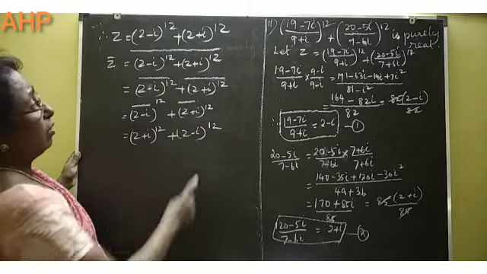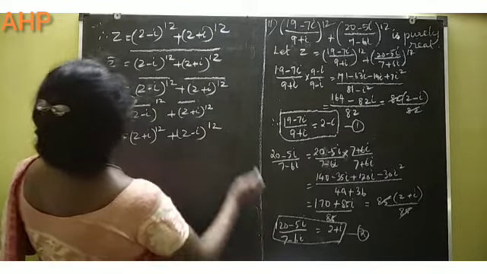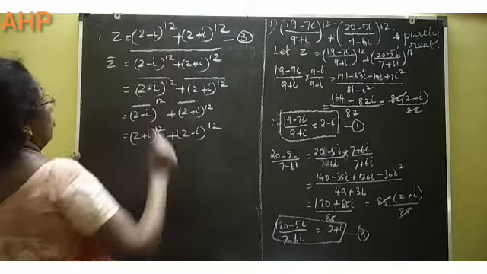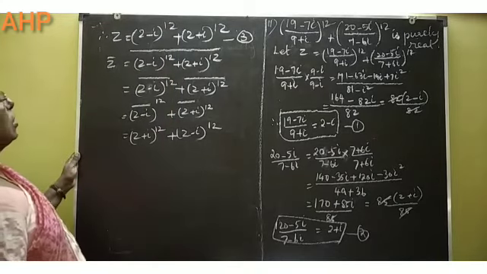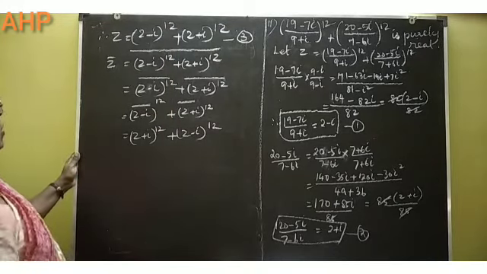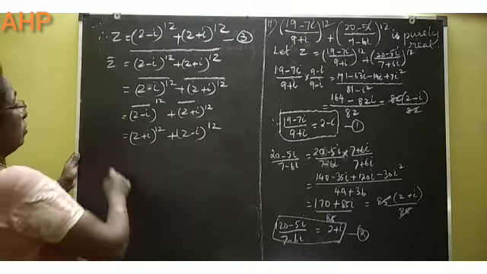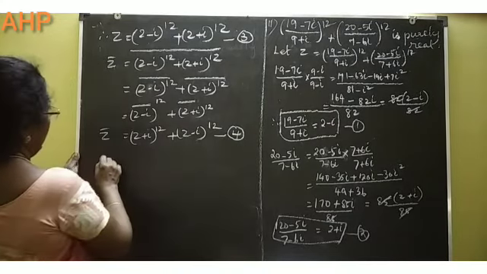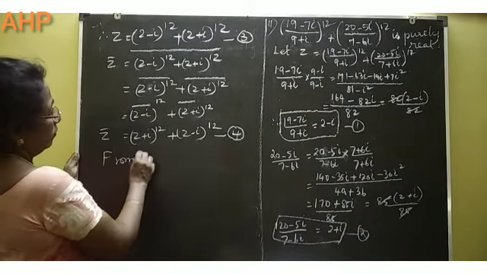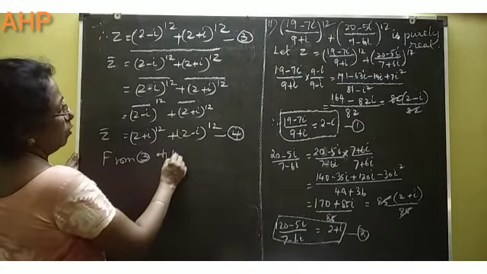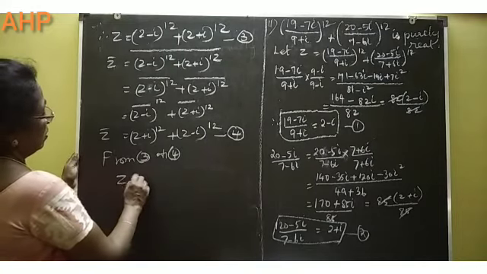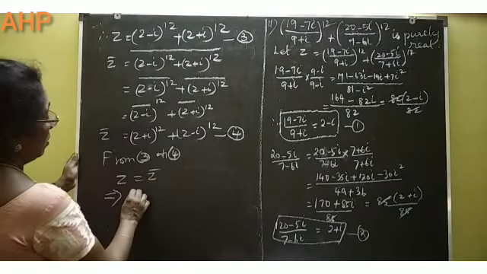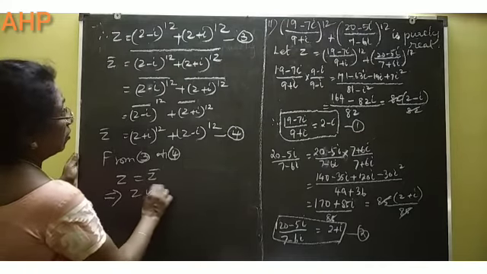Now here you have our z is actually (2 minus i) the whole power 12 plus (2 plus i) the whole power 12. Here again we are getting the same. z is equal to z bar. So this is 4. We can tell from 3 and 4 we find z is equal to z bar, which implies, it is given, z is purely real.